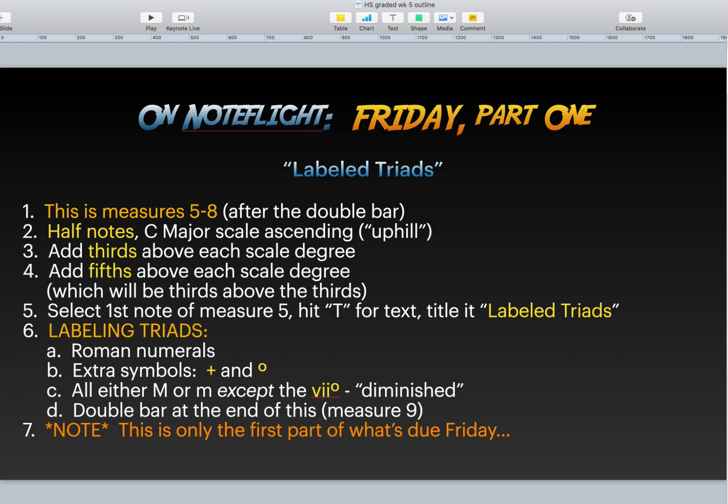It's something weird. That's where we're going to talk about these extra symbols. The plus symbol for an augmented chord and the little 0, like a degree symbol, if you will, for a diminished chord. And yes, we'll explain that in a moment. So all of them are either major or minor except for the 7, the diminished. And then put a double bar at the end of this, which is basically measure 9. And that is what's due Friday.